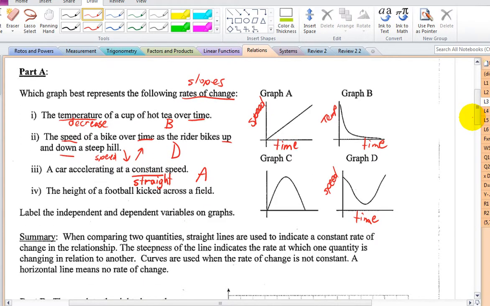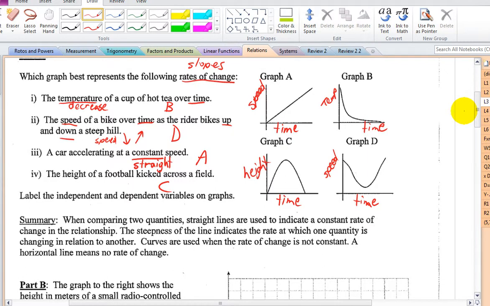What about height of a football as it gets kicked? It goes up and then down. So it's graph C. So this would be the height. Height depends on time. Okay, it goes up and then down. Good. Label the dependent and independent. We just did that as we went along. Remember, this is your dependent and this is your independent.